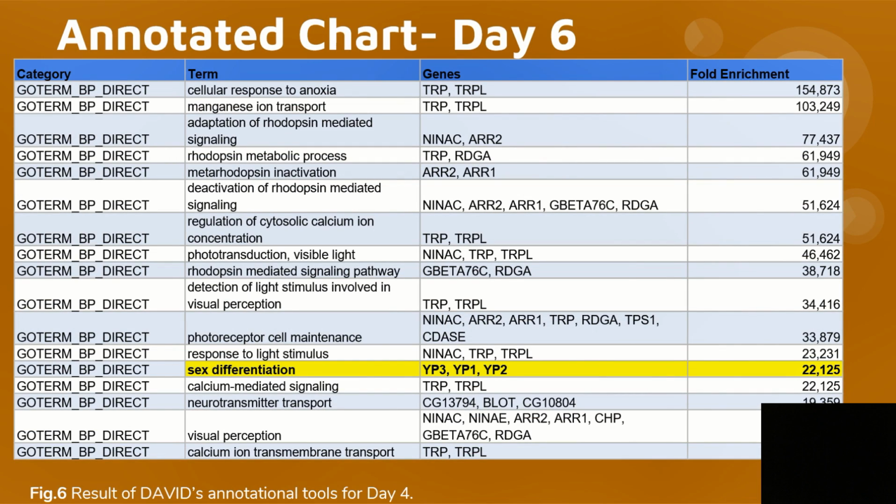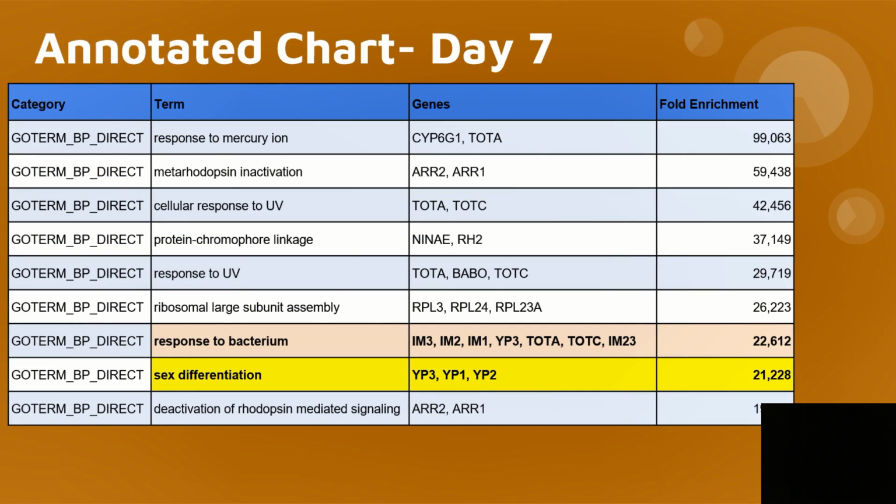Here in day 6, sex differentiation makes another appearance with a consistent fold enrichment of 22. Some new interesting terms have to do with light processing and phototransduction. At this last time point, an immune response is still visible, with a fold enrichment of 22, whilst in day 3 it was 24. The gene ontology term is the same, but the genes are varied. Some are repeated, like TOTA and YP3, but the rest are different.